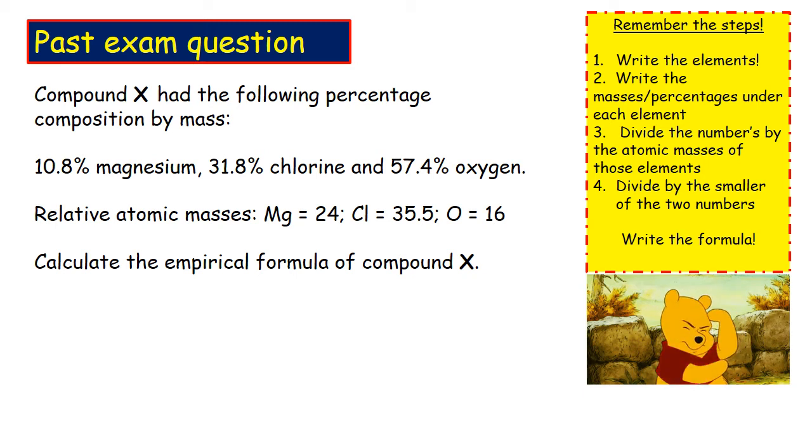Right, this one's a past exam question. So compound X has the following percentage composition by mass: 10.8% magnesium, 31.8% chlorine, and 57.4% oxygen. Calculate the empirical formula of compound X. So I put the steps up there for you to see. Have a go at this one, pause the video, and when you're ready, check the answers.